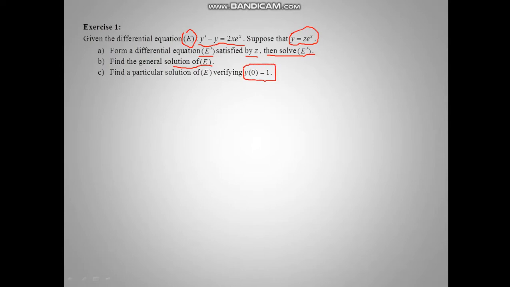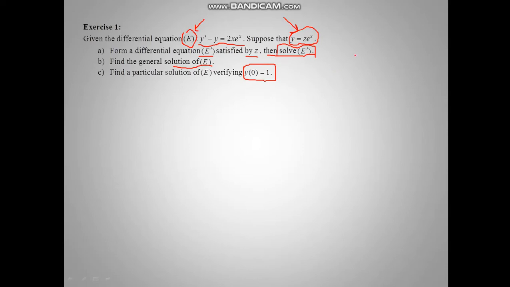So let me be clear here. We have a differential equation, and usually it is not easy. The teacher gives us a change of variable to find another differential equation E prime. Usually E prime is easier than E, and we can solve it with our formulas. When we find the general solution of E prime, it will be very easy to deduce the general solution of E. And after that we use the initial condition.